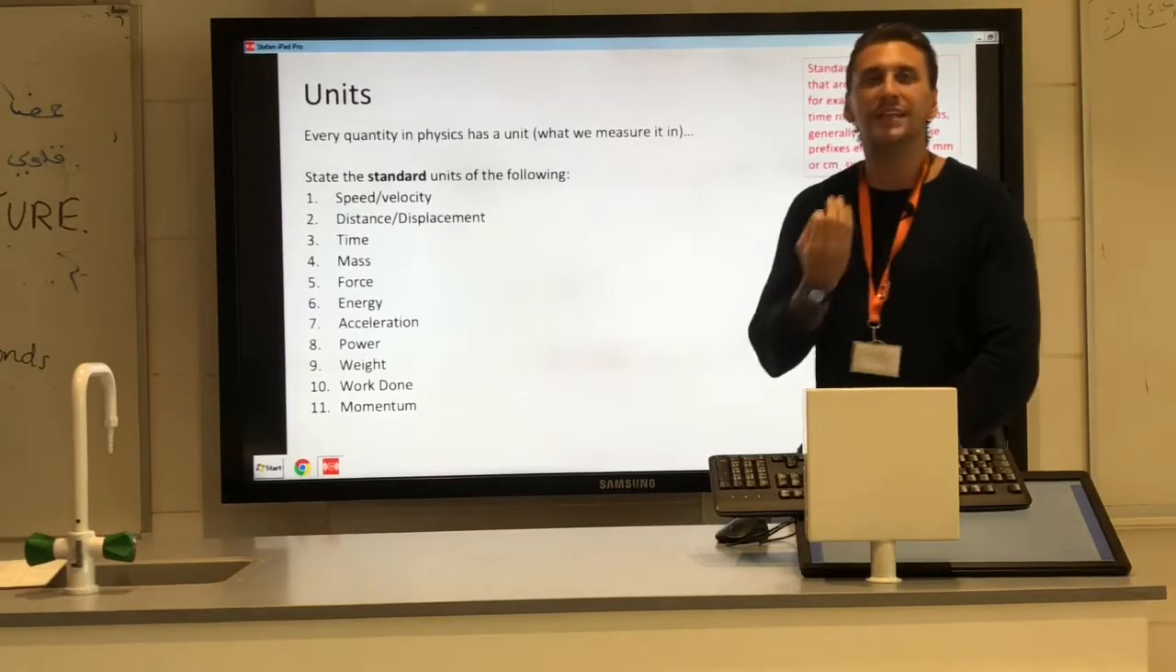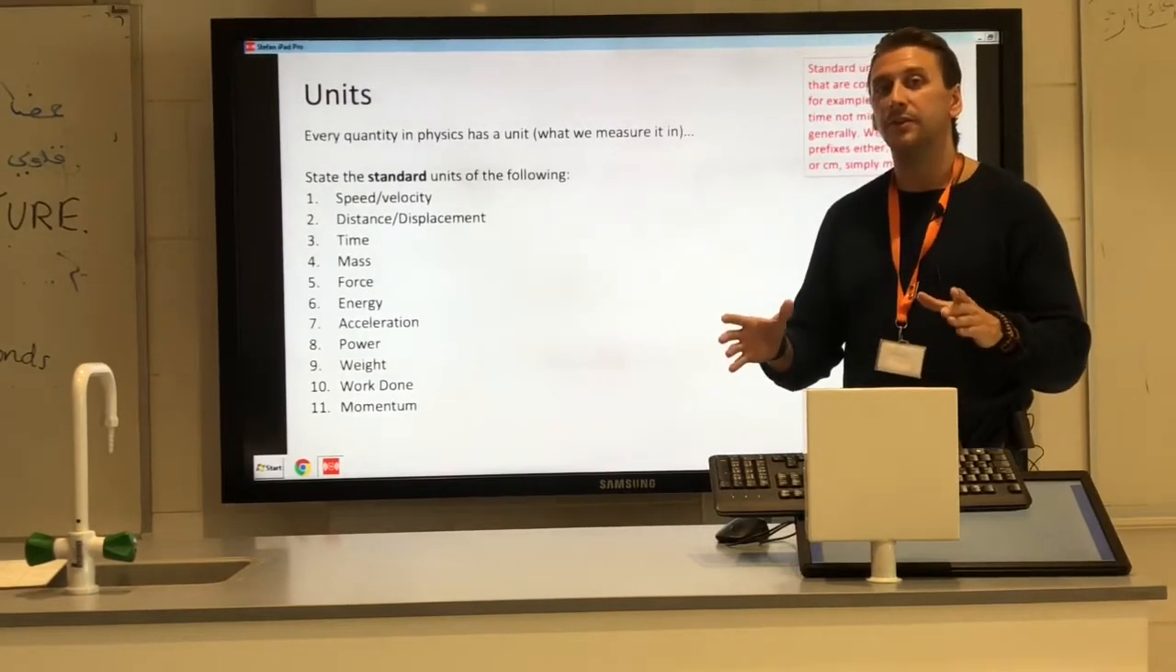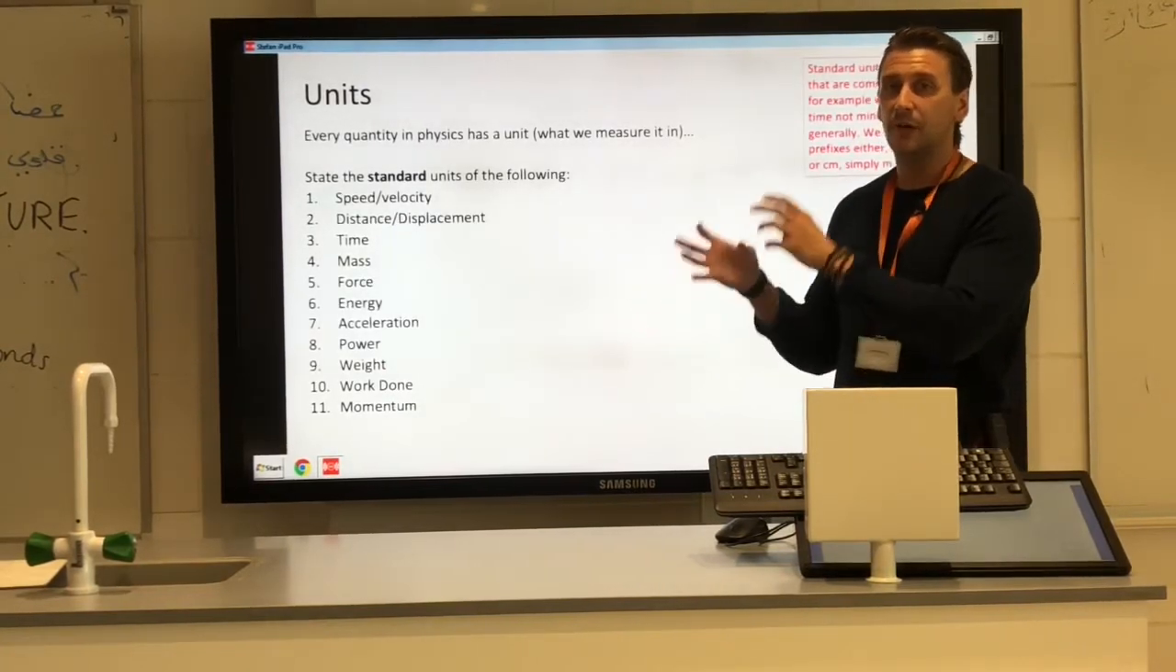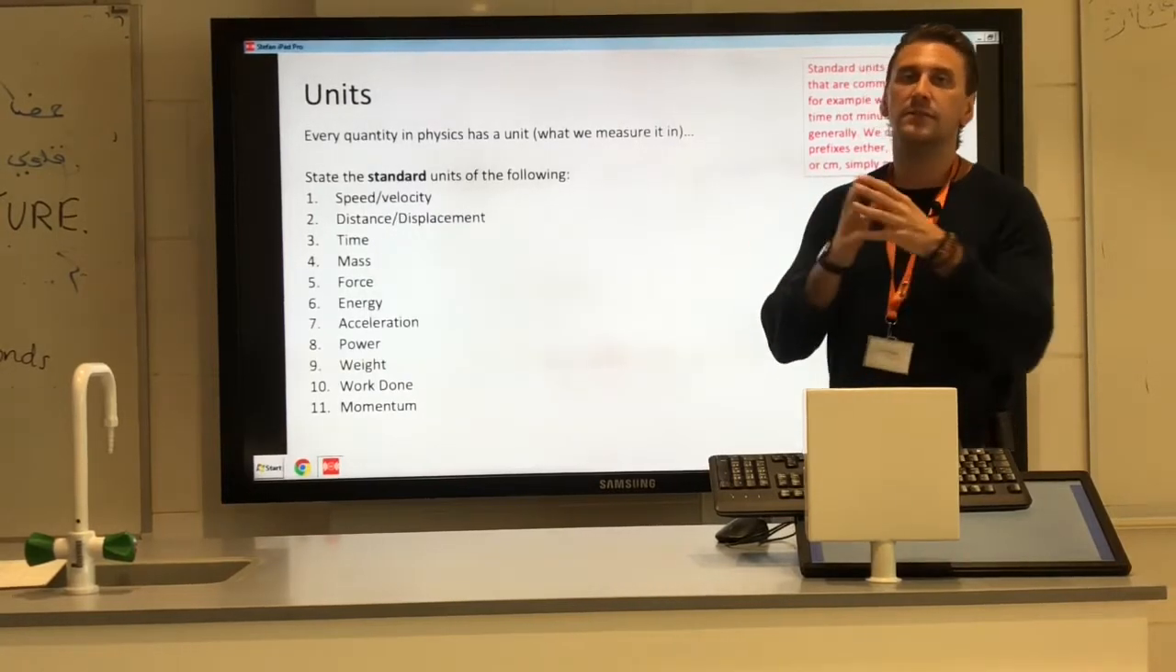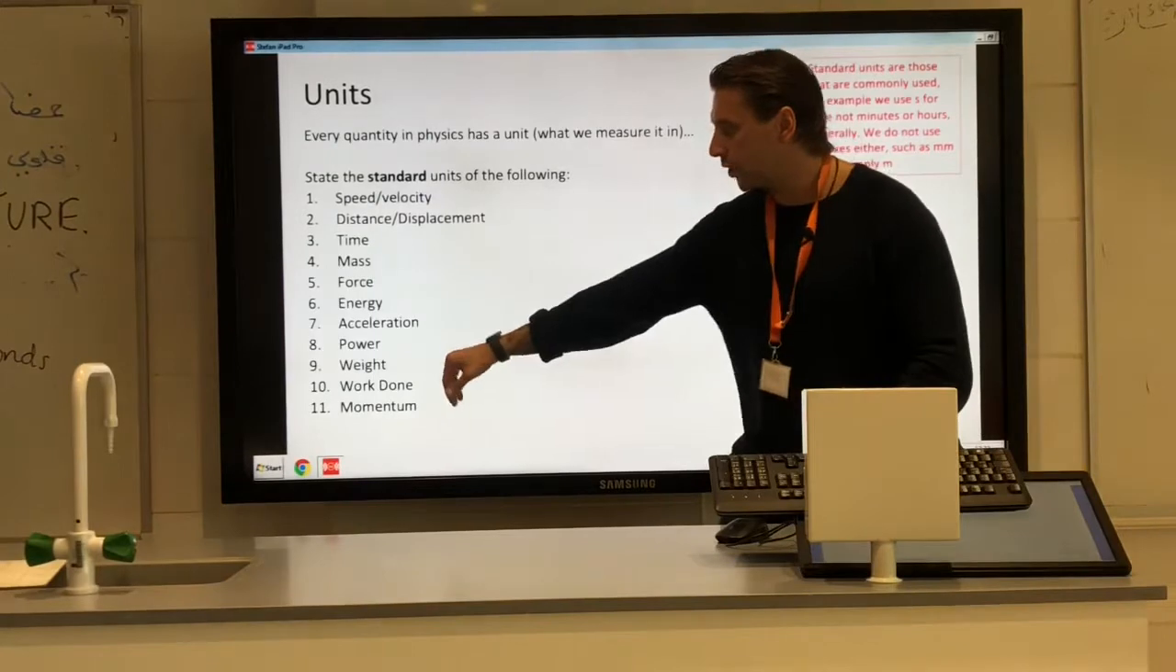Weight, we said weight is a force. Really common misconception that people think weight is in kilograms. Weight is a force due to gravity, so the unit of weight is newtons. All right? Work done is also energy.